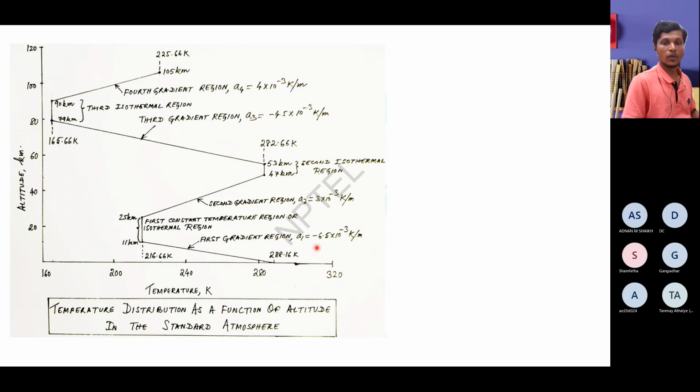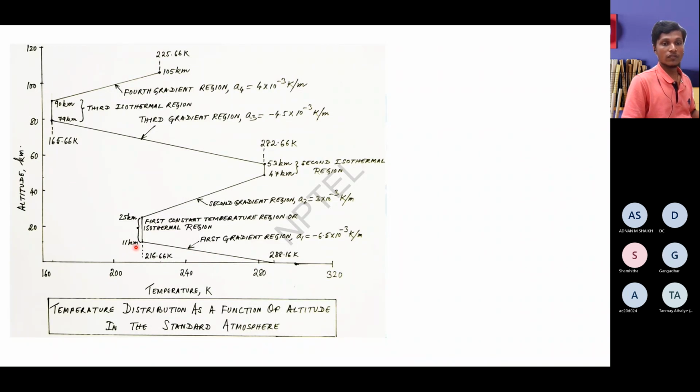Its gradient is A1, which we call the lapse rate. The lapse rate varies with altitude. For this first gradient region, the lapse rate is minus 6.5 into 10 power minus 3 Kelvin per meter. That means 6.5 Kelvin decrease per kilometer. This is your first gradient, which we call the gradient thermal region.